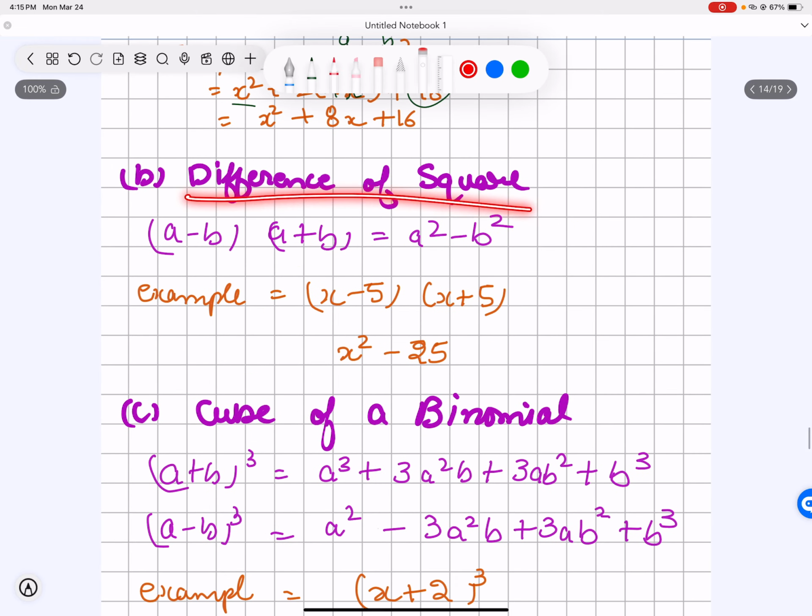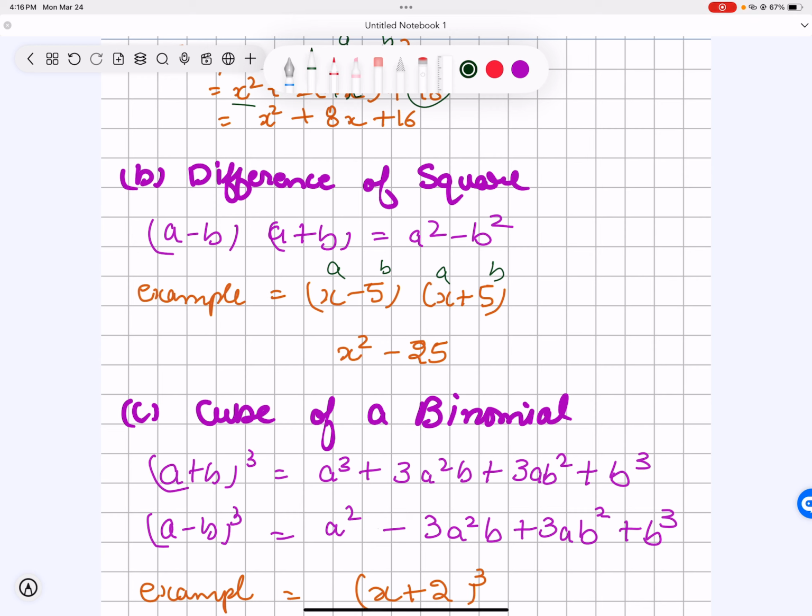And then if we have a difference of squares, if we have (a minus b) and (a plus b), it's going to be equal to a squared minus b squared. Here I have an example: (x minus 5) and (x plus 5). And then I'm going to label a and b.